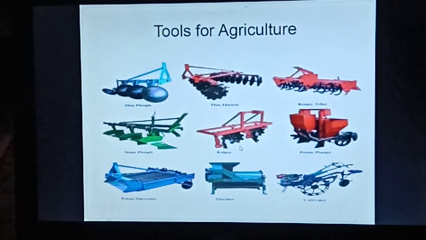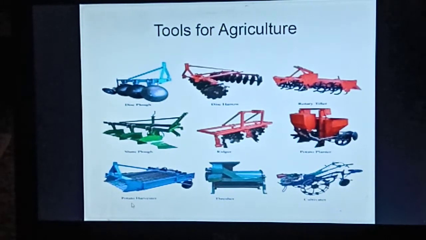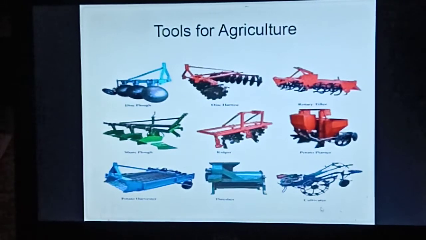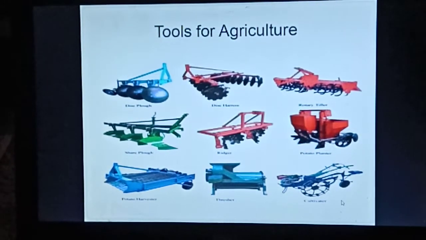Over here it is the ridger, and if you are doing potato farming, then here is a potato planter. Here it is the potato harvester. Here is the thresher, and here is the cultivator. So let us move ahead. I have told you about all the tools.